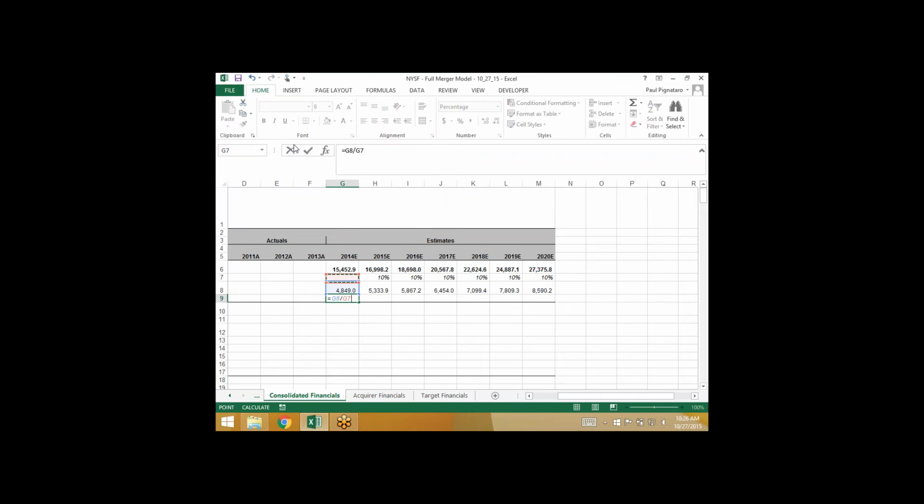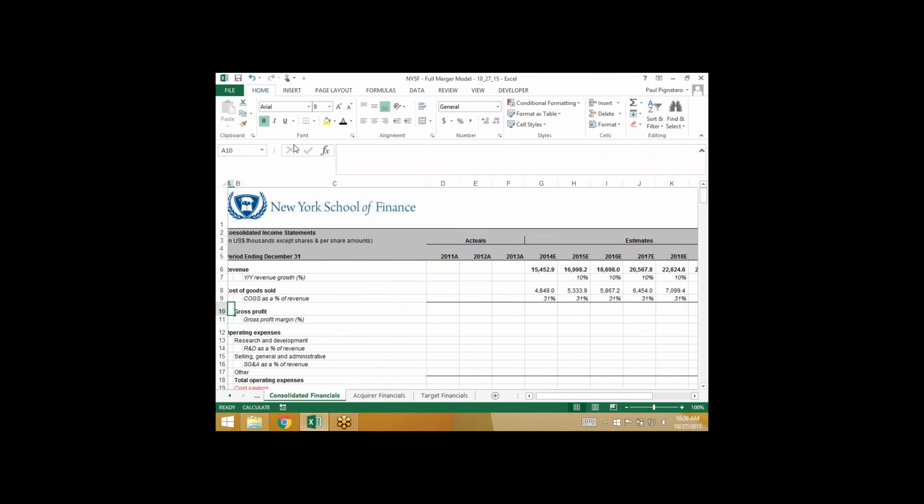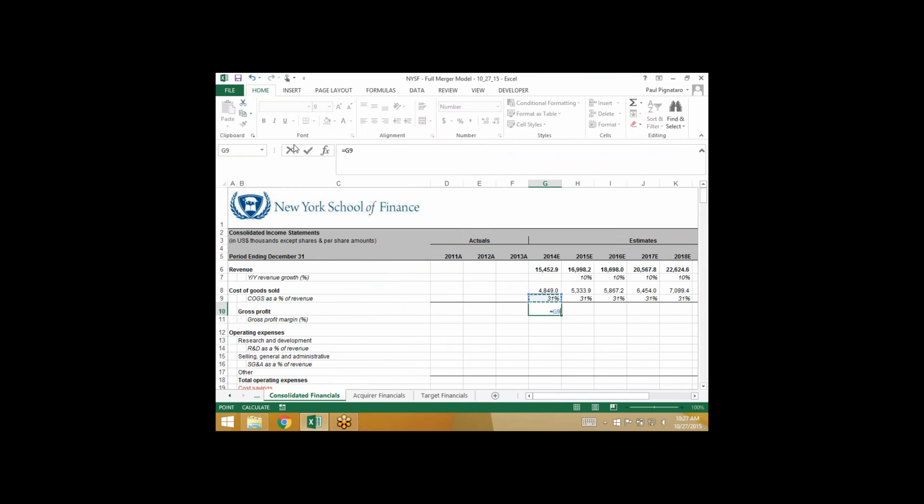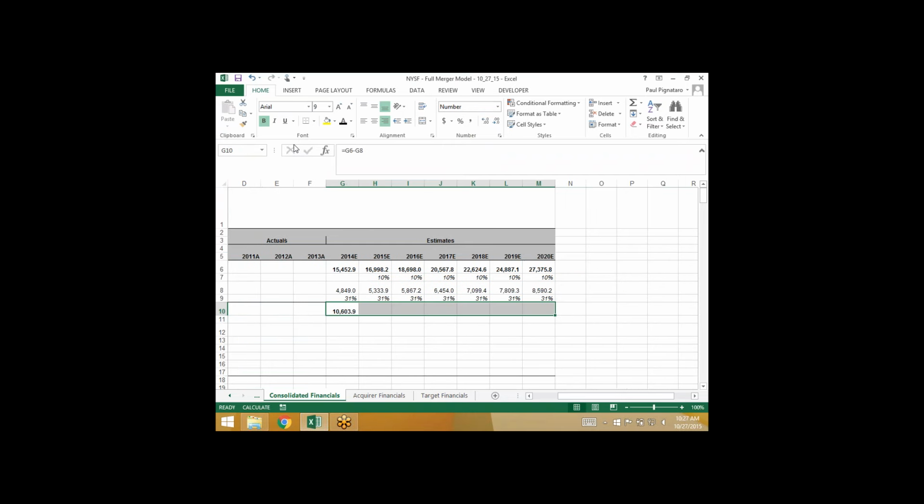And you can calculate the metric of COGS as a percentage of revenue. Again, if you don't get to that, don't worry about it too much. Just make sure you're calculating gross profit. I always calculate the total lines: gross profit, EBITDA, EBIT, net income. Always calculate those top down. Don't do acquire plus target for those, because then you won't capture any adjustments that might be made above.